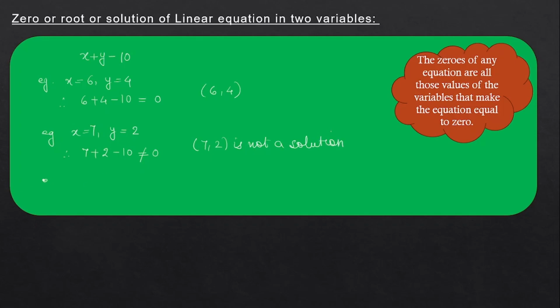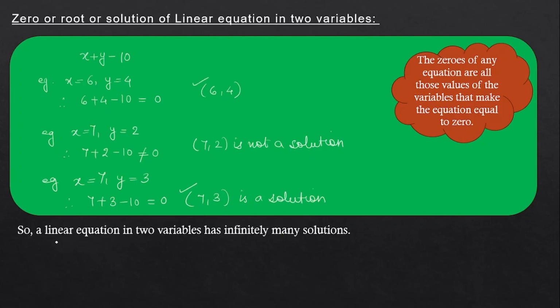Another example, if I take x is equal to 7 and y is equal to 3. So 7 plus 3 minus 10 is equal to 0. Therefore, again the pair 7 comma 3 is also a solution of the linear equation in two variables. So these two become solutions. So what are we able to realize? That a linear equation in two variables can have infinite solutions.